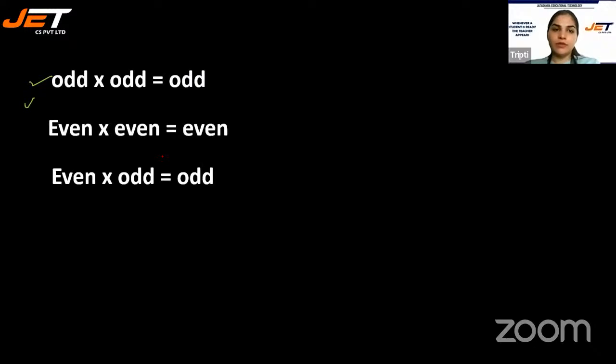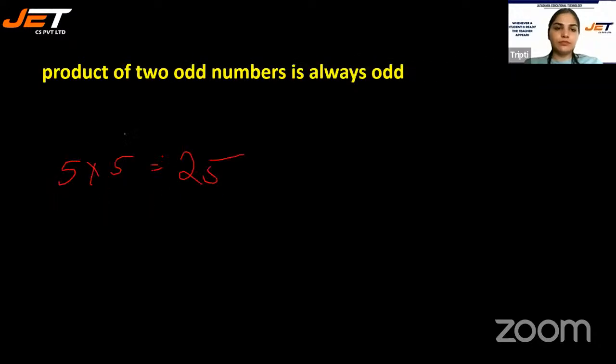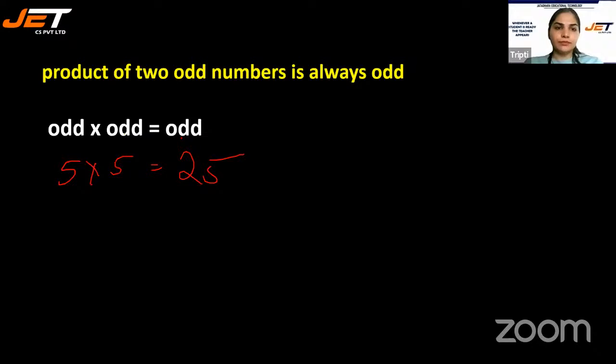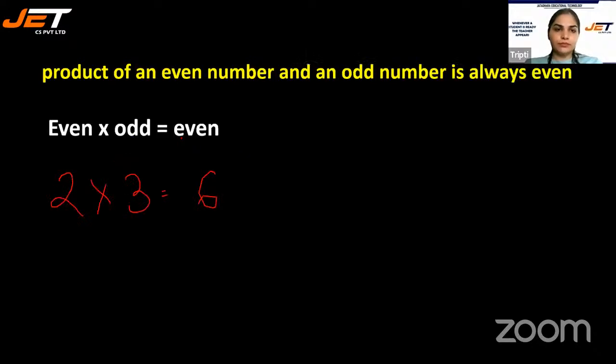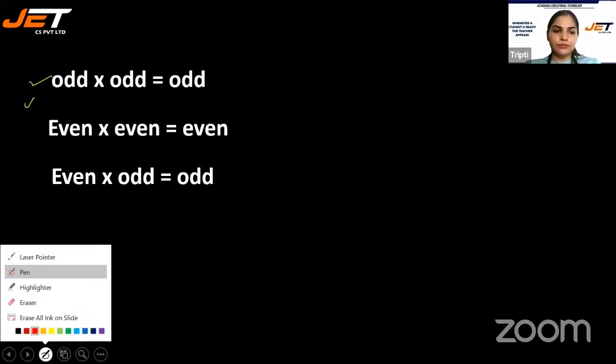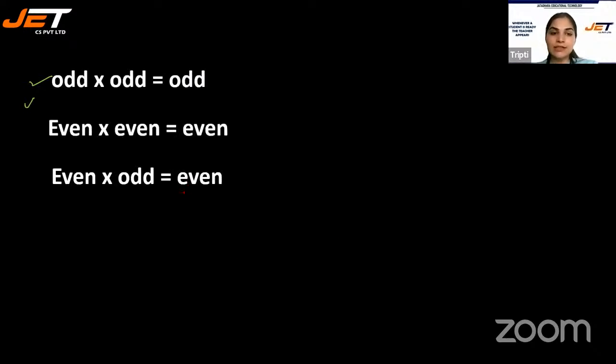Here it's wrong. So for this last one, we need to see that even and odd makes even. I hope with the examples, you can clearly understand the things.